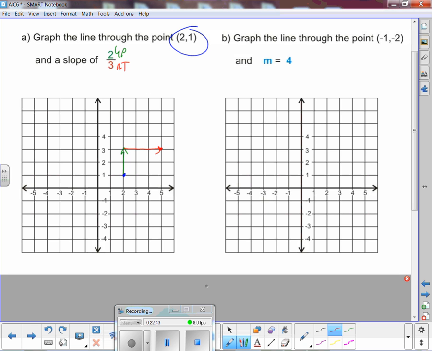And I'm right there. Everybody follow that? We went up 2. We went to the right 3. Okay? That's where the line is. Go ahead and draw the line through those 2 points. We just graphed that line using a point and the slope. Follow? Let's do the next one.